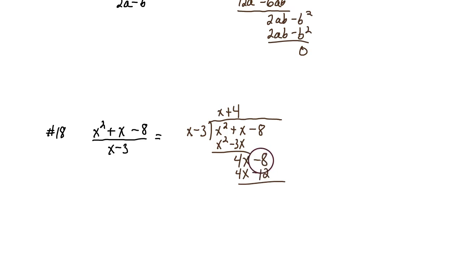Now subtract. Negative 8 subtract negative 12 makes 4. And that's called the remainder. We add that remainder onto the end of our answer and use the x minus 3 as a denominator. So here's the answer to the question.